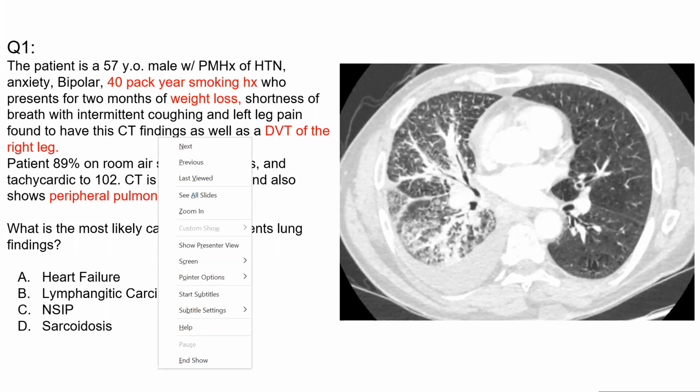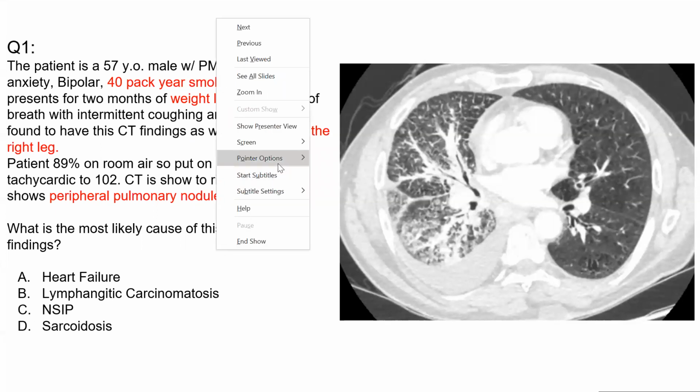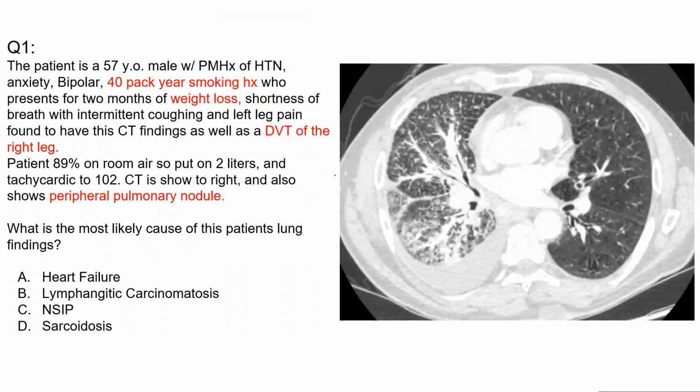One second, I'm trying to work with the pointer here. So, the things I highlighted here: he has a 40-pack year smoking history. He's had weight loss. He's had a DVT of the right leg. And he was also found to have a peripheral pulmonary nodule, which was actually found to be adenocarcinoma of the lung. So basically adenocarcinoma is spreading to the lymphatics. He also did have a pleural effusion right here, which was actually a malignant pleural effusion.